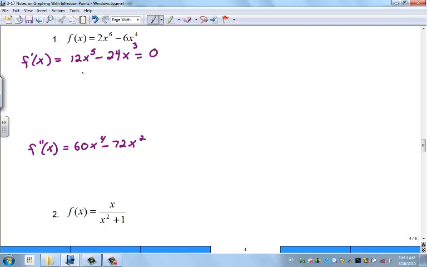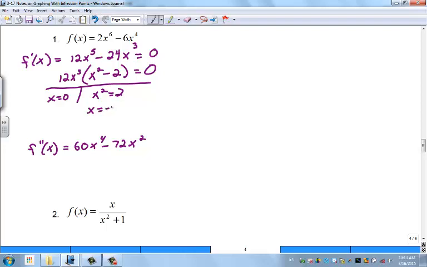So when I set f prime equal to 0, I'm going to factor out a 12x to the 3rd. That'll give us x equals 0 as one of our critical numbers. And then on the inside, I'm going to end up with x squared minus 2, that's equal to 0. So if I solve for x, setting each of those equal to 0, here I get x equals 0 because I have a factor of x on the outside. Here I get x squared equals 2. So x equals negative radical 2, and x equals positive radical 2.